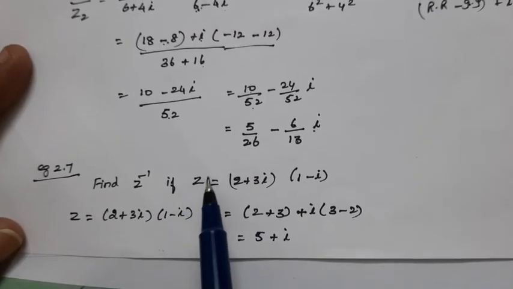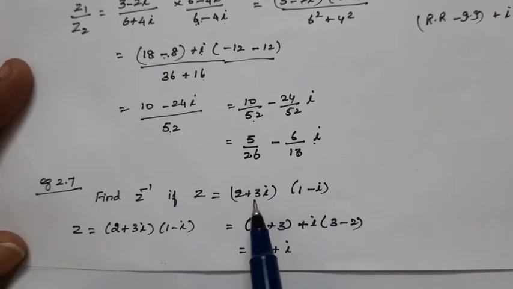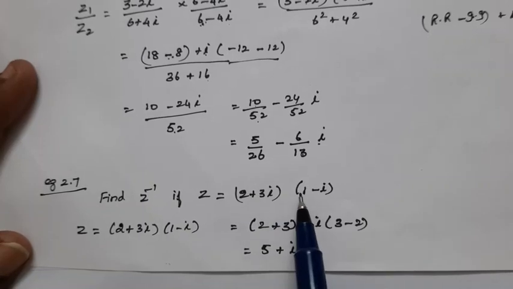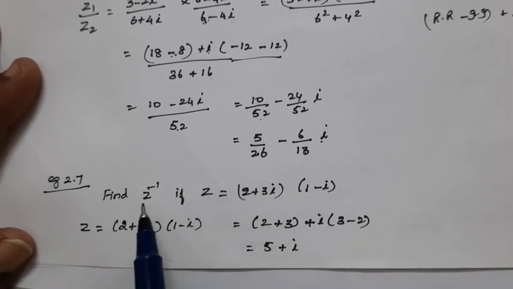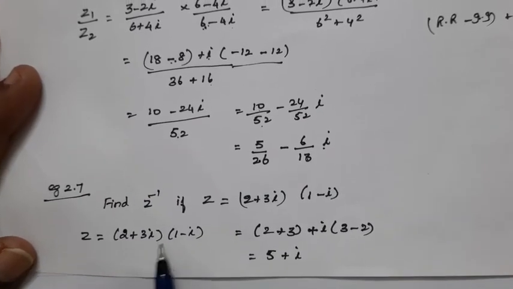Z inverse is nothing but 1 by Z. But Z is not in a proper form. So first convert Z into the rectangular form, then find 1 by Z to get Z inverse. Now let us see how to convert this Z into the rectangular form.